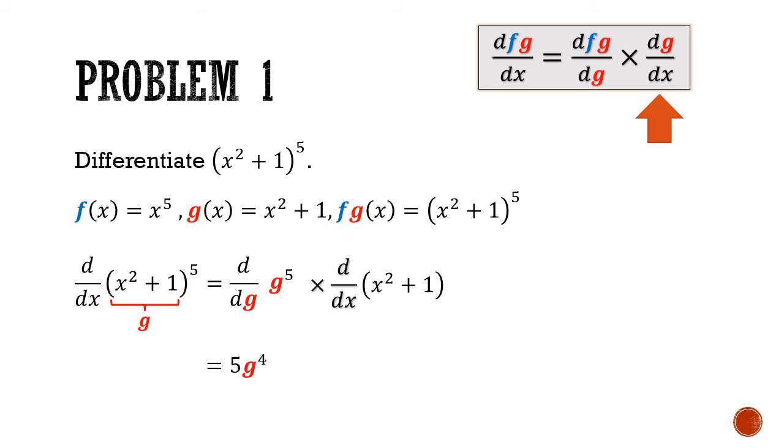Of course, I don't write g to the power of 4. My original question did not have g, so I'll replace the g with x squared plus 1. So this is what I get for differentiating with respect to g. Now I still have to multiply by the chain, so times d by dx of x squared plus 1, that's going to give me 2x. So when I simplify all this, my final answer will be 10x times x squared plus 1 to the power of 4.